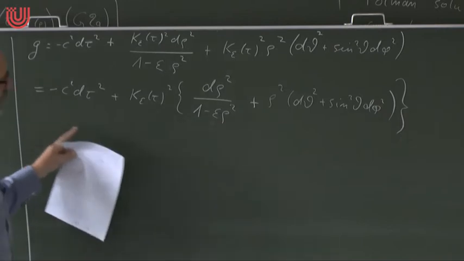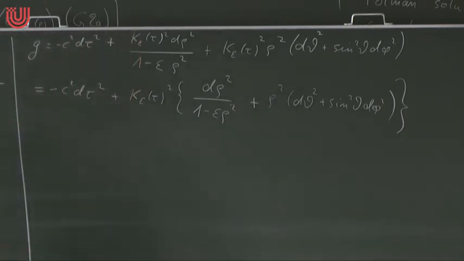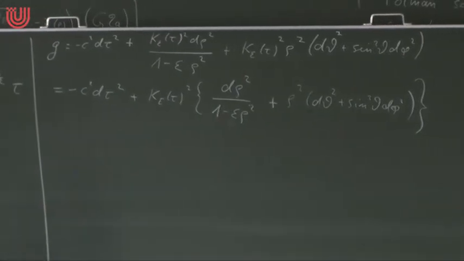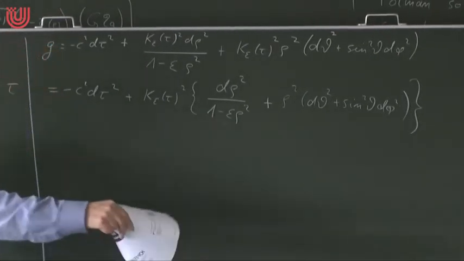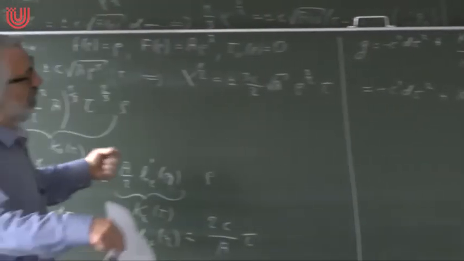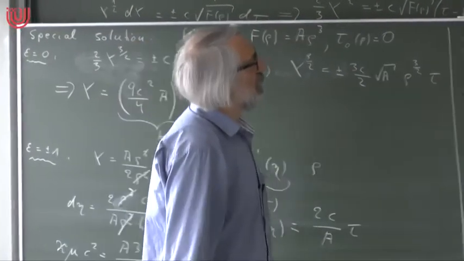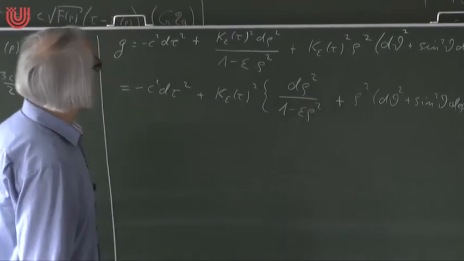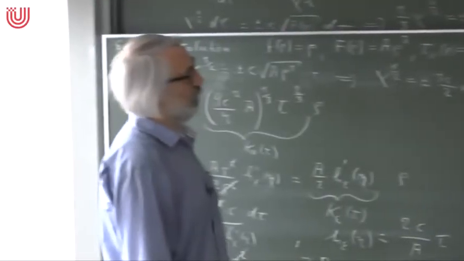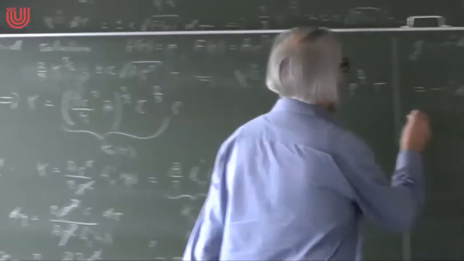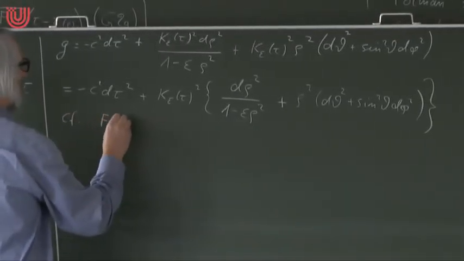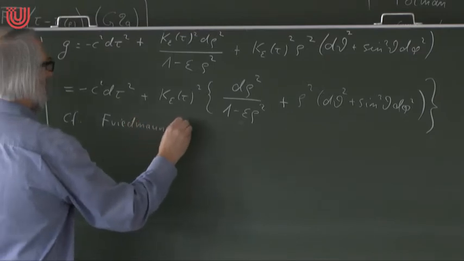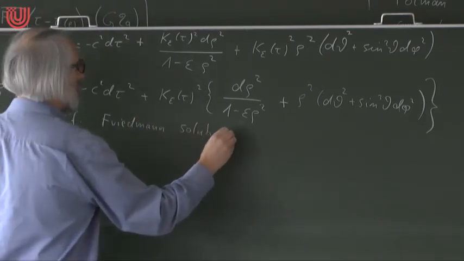And metrics of this form play an important role in cosmology. There they are known as Friedmann solutions. They come with a constant density, with a density which depends only on time, but not on the spatial coordinates. So it is a contracting or expanding dust-filled universe if we extend the coordinate rho as far as possible. So let me write this here: Friedmann solutions of cosmology.